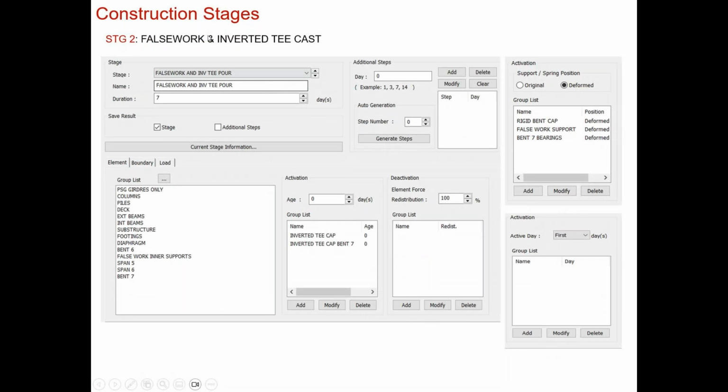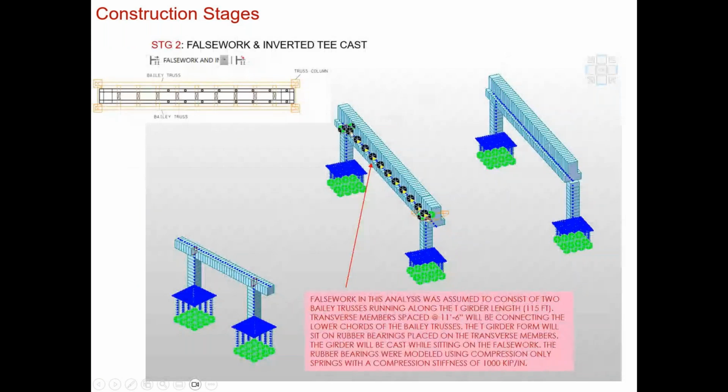Then going to the false work and the inverted T-cap, that's the second group. And basically we define here the inverted T-cap or activate the inverted T-cap elements. So those are the concrete elements for the cap being activated here along with the false work support. So that's how we are basically modeling the trusses or the false work here. It's just the boundary conditions that are provided by the trusses. So we are not really modeling steel trusses here or members or jacks or anything. We are just activating the elements for the cap and activating the appropriate boundary condition for this stage.